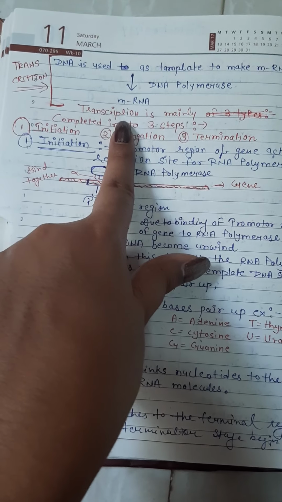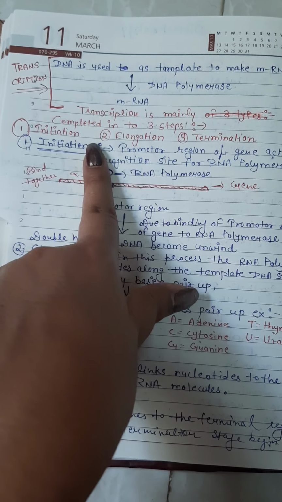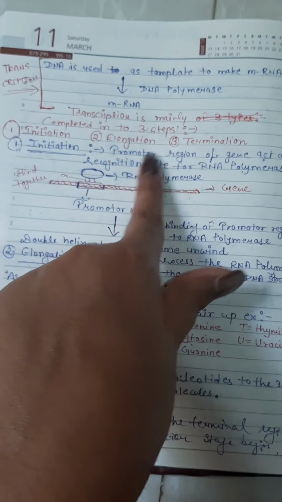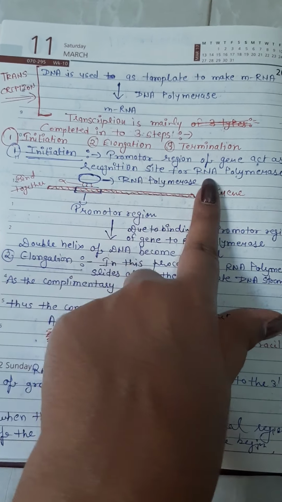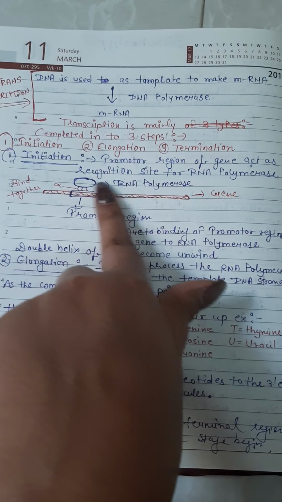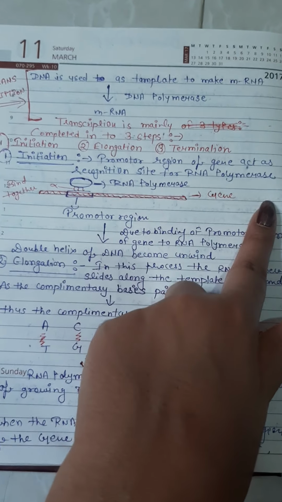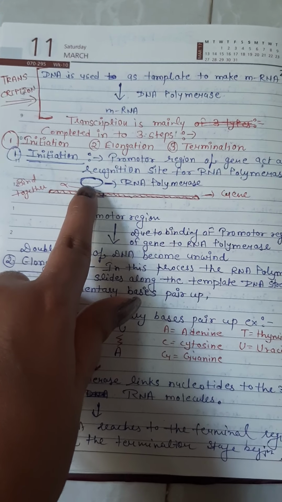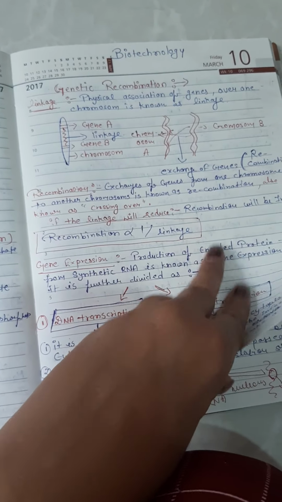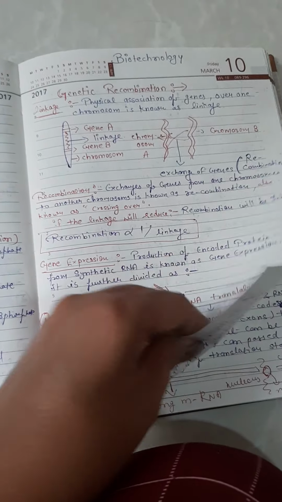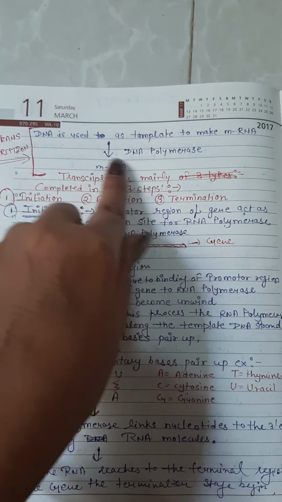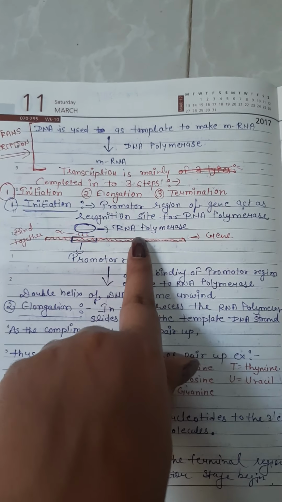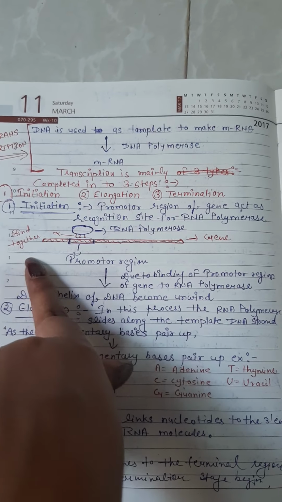If we go into the detail, the transcription process is divided into initiation, elongation as well as termination. The first one is initiation. In initiation, the promoter region of the gene acts as the recognition site for RNA polymerase. I have told you that the polymerase enzyme is helpful for the synthesis of mRNA. So RNA polymerase combines with the gene.